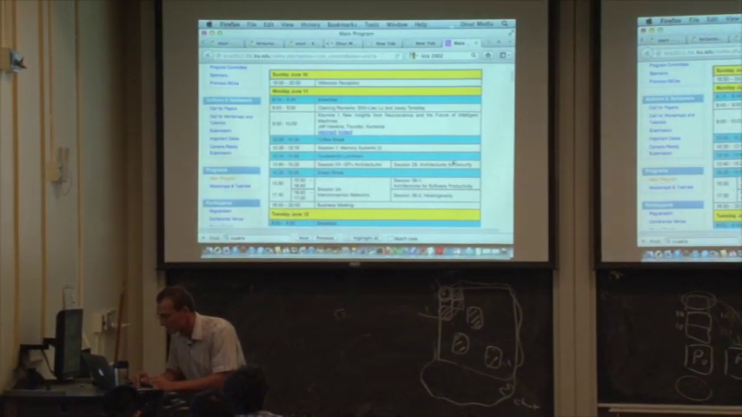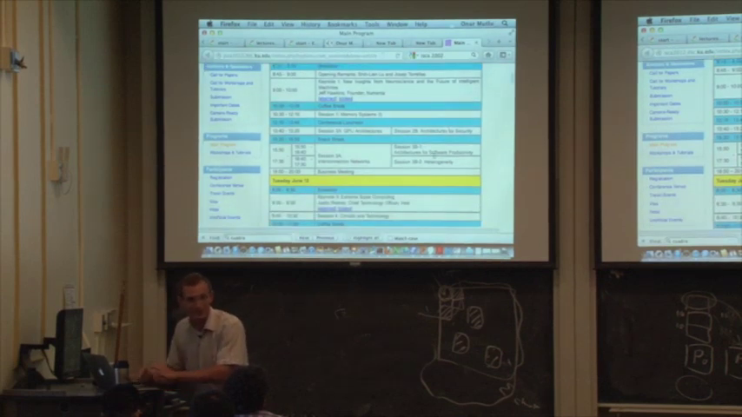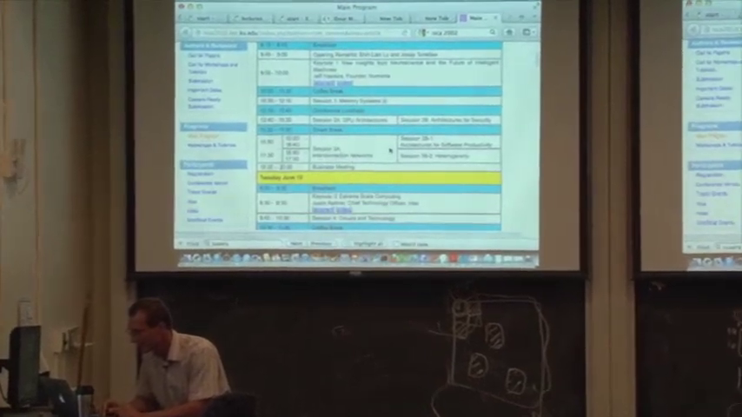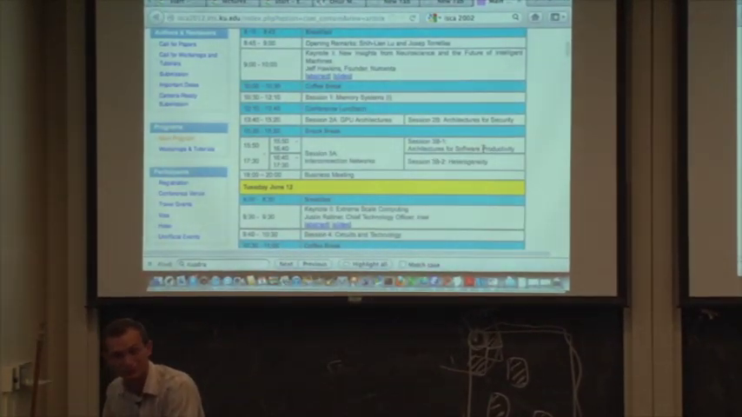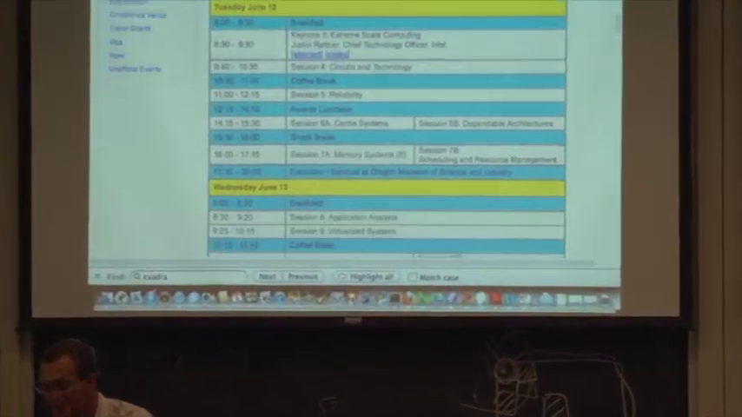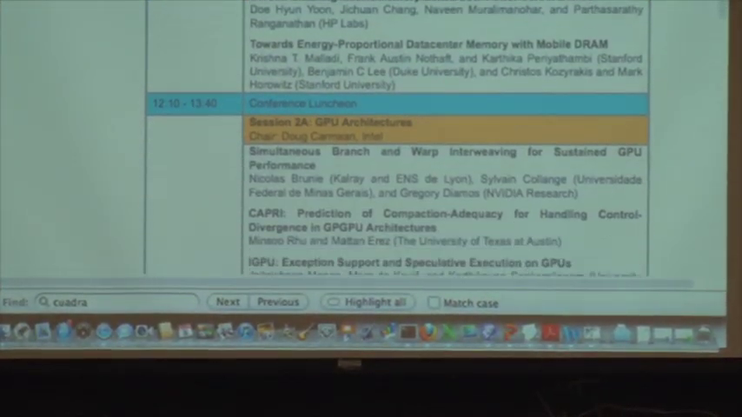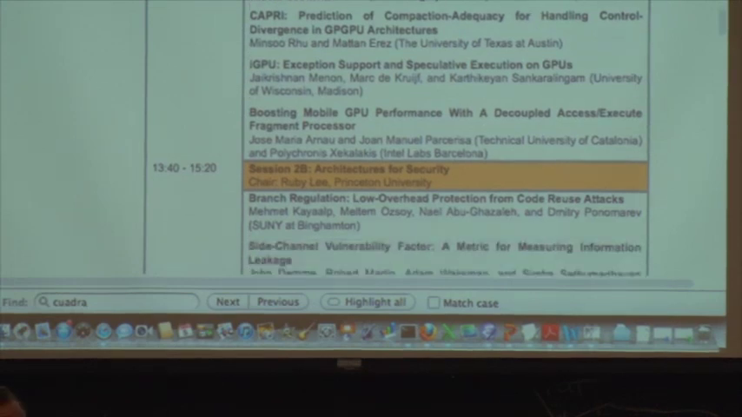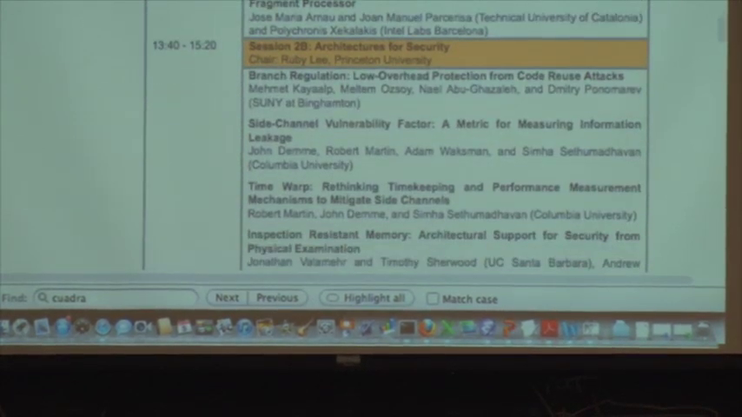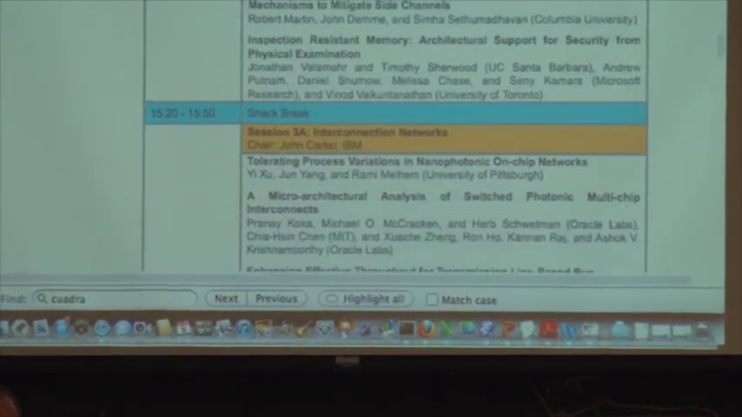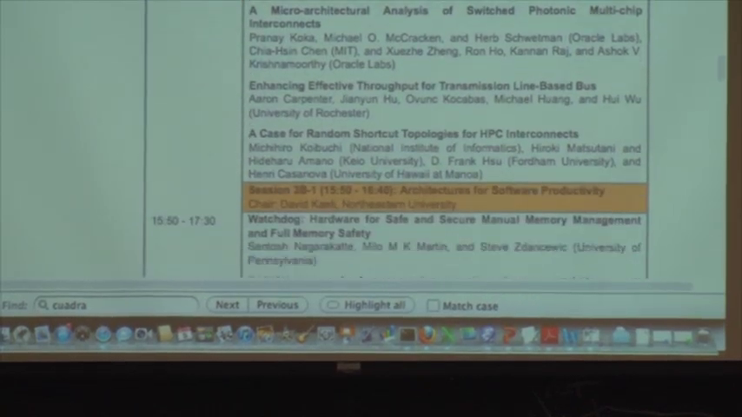Memory systems, GPUs, architectures for security. It's a wide, broad coverage program. Interconnection networks, architectures for software productivity, heterogeneity. I won't go through all of these. And go through the papers in each session. And I would advise you to read the abstracts of each paper. It's not that bad, right? It's about maybe 40 papers or so. Abstracts are short.